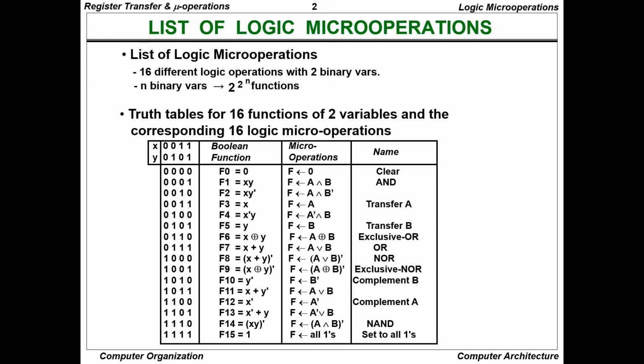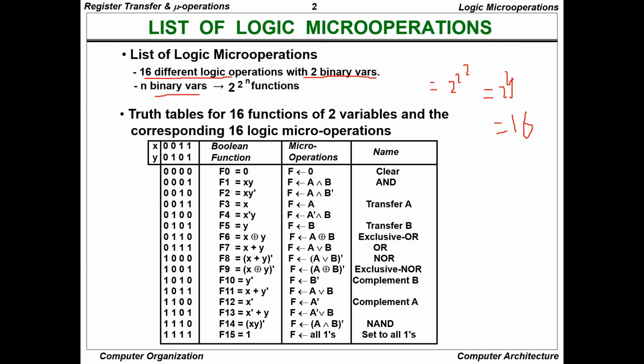As we said, we have 16 different logic operations, right? We have only two binary variables, and we have 16 different logic operations. If we have n binary variables, then we have 2 power 2 power n, which with two variables is 2 power 2 power 2, which is 2 power 4. What is 2 power 4? It is 16, right? So we have 16 different logic operations with two binary variables. Let's see a truth table for the 16 functions of two variables and the corresponding 16 logic micro operations.